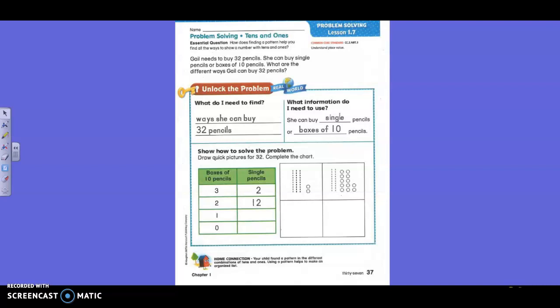Okay? What information do we need to use from up here in that story? Well, we know that she can buy single pencils, or she can buy boxes of 10 pencils. So down here we're going to find all the ways she can buy these pencils.